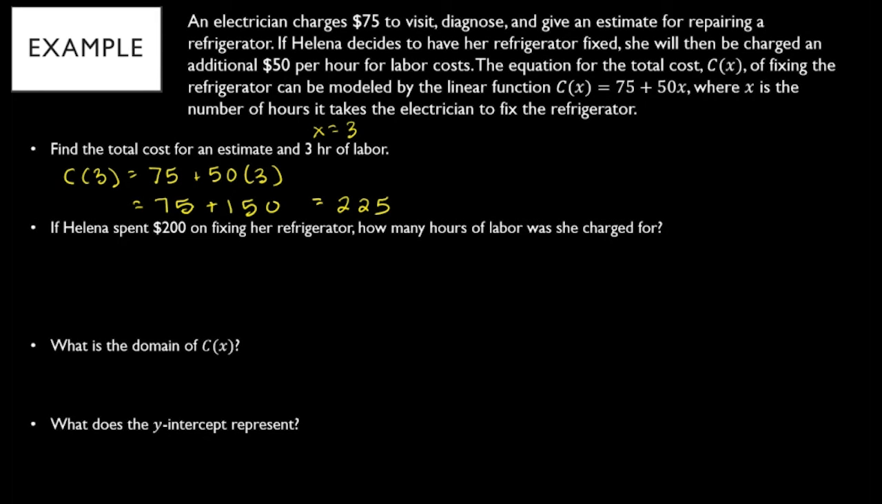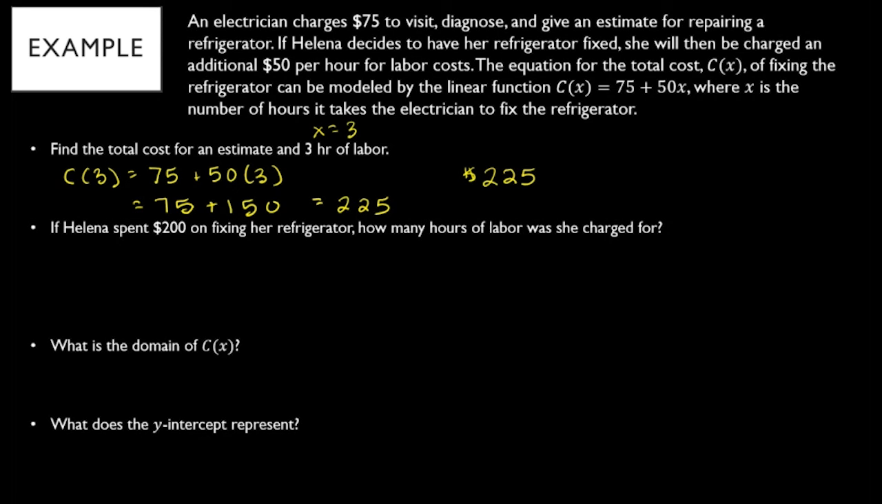I'm going to just double check that my mental math is correct. Double check my 50 times 3. That's, yep, all of my mental math. So the total cost for the estimate and 3 hours of labor is $225. And notice I'm including the units there by having the dollar symbol.